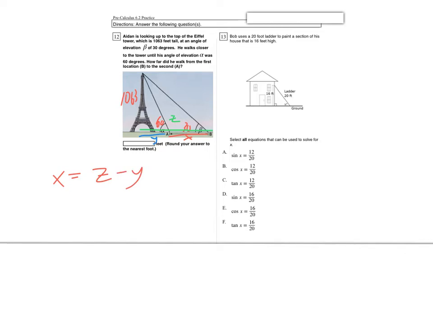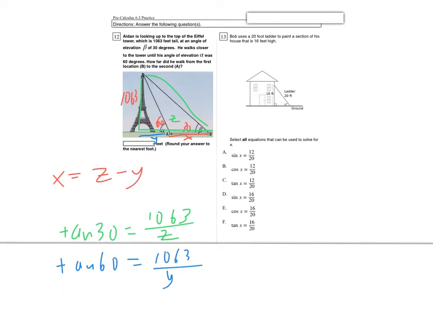So if we're looking at z, we're looking at the big triangle here. So tangent of 30 equals 1063 over z. And tangent of 60 equals 1063 over y. That's looking at this smaller triangle here. So you need to solve both of those for y and z, and then subtract them to get your distance for x.